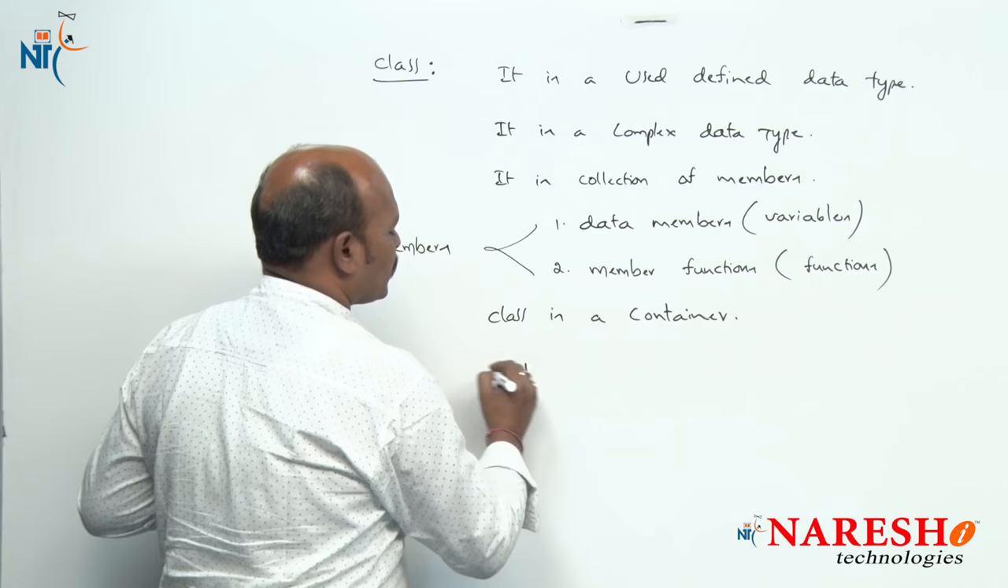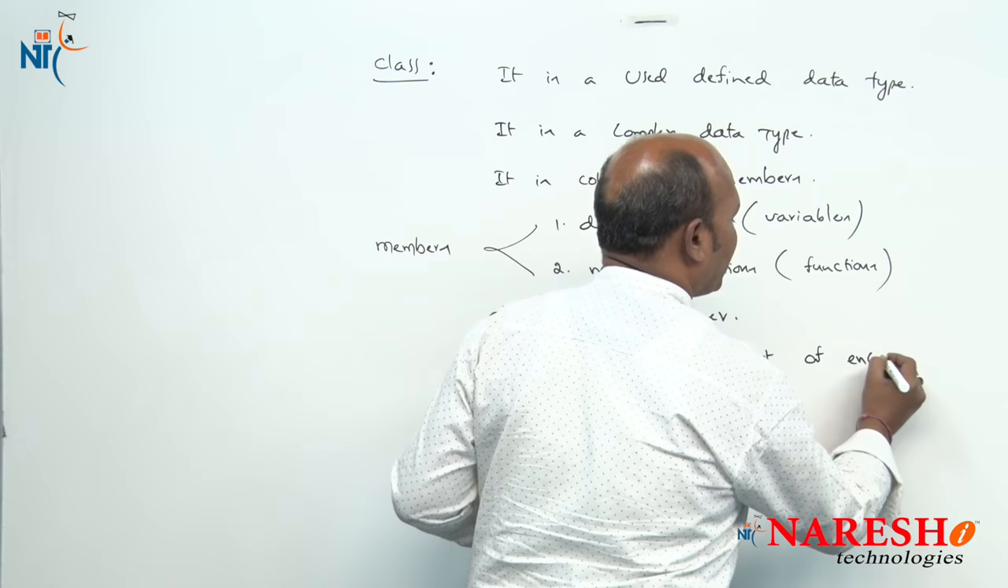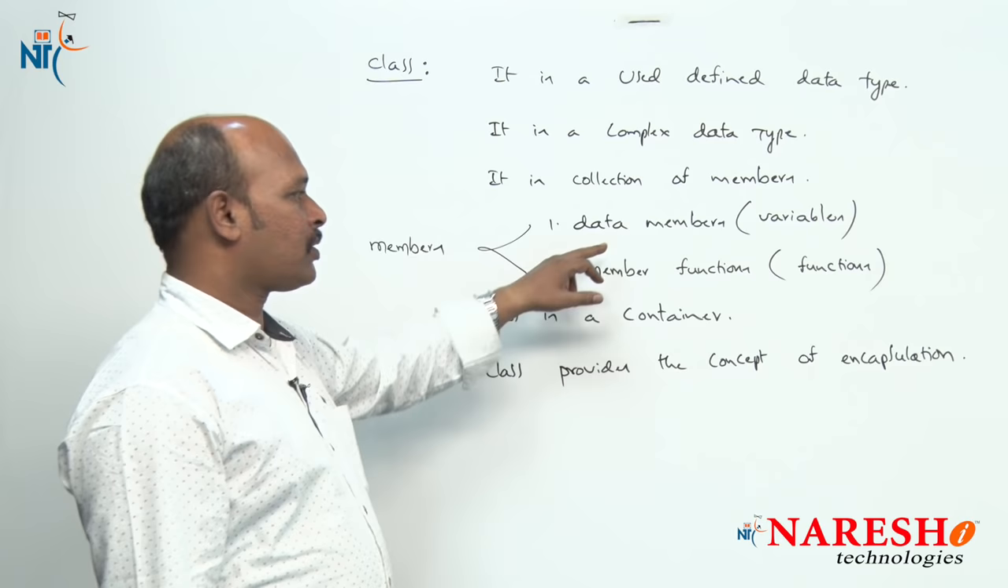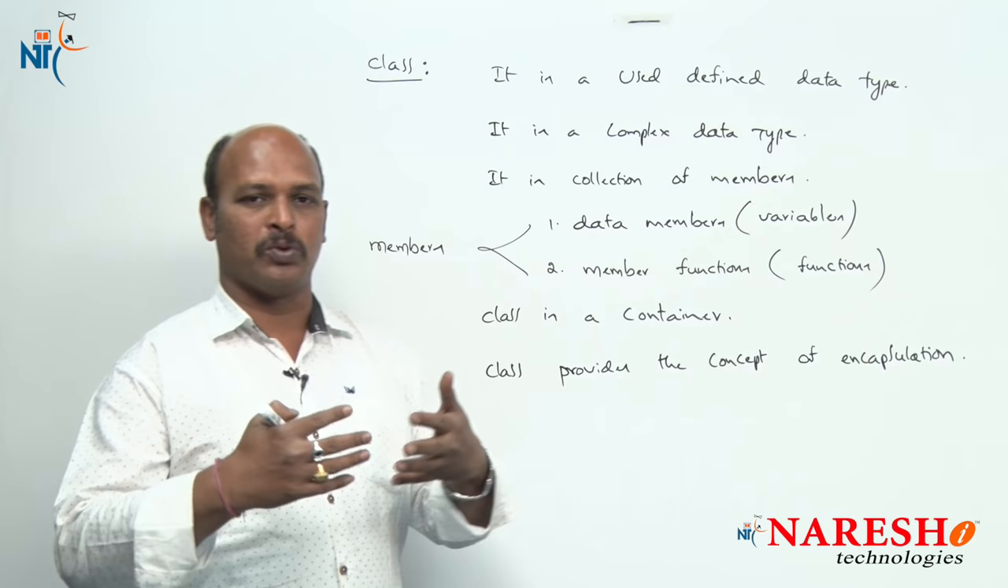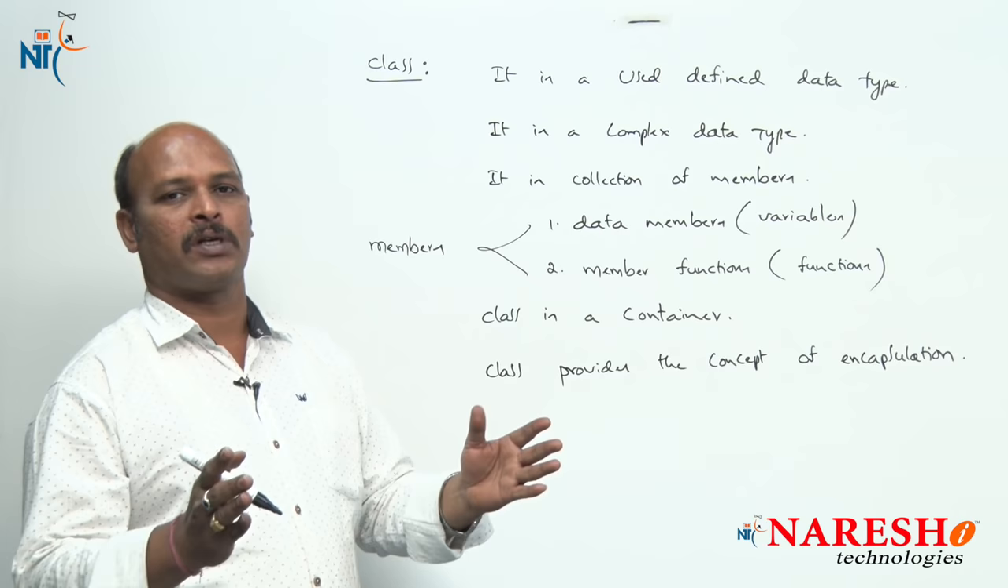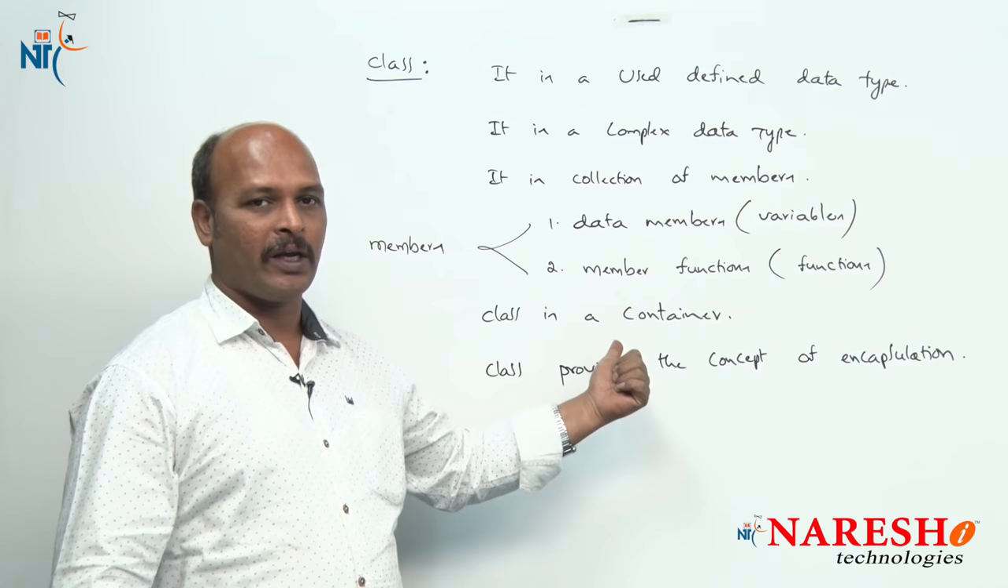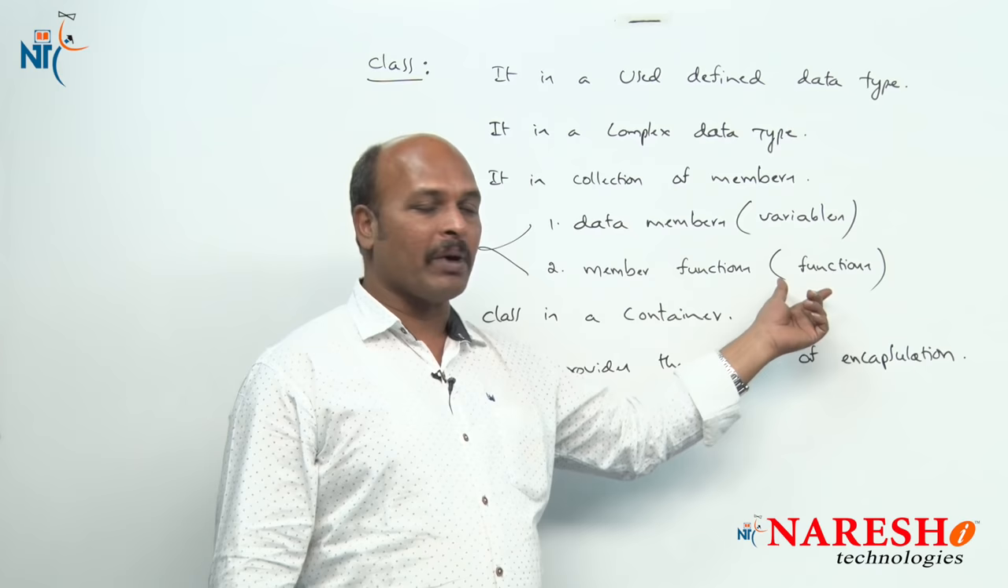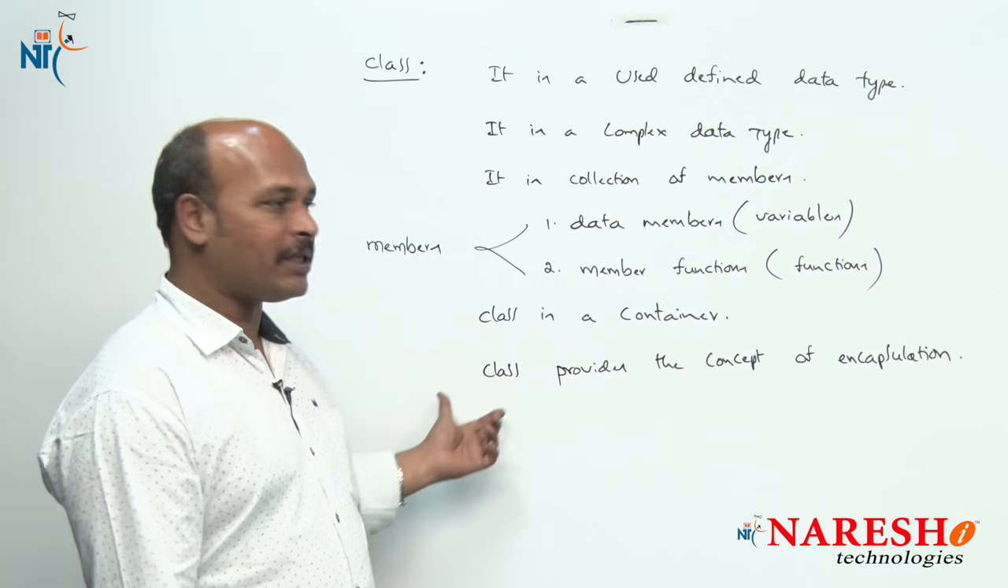Next, class provides the concept of encapsulation. What does it mean? Class contains both the data members and member functions. That means class allows us to bind different types of variables and functions into a single unit called class, and this mechanism is called encapsulation.